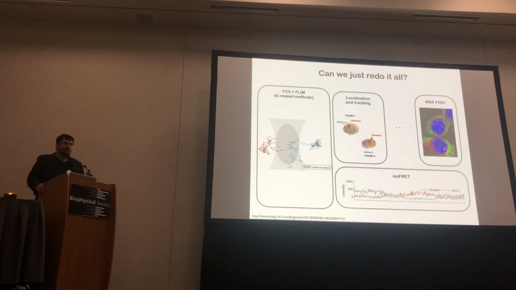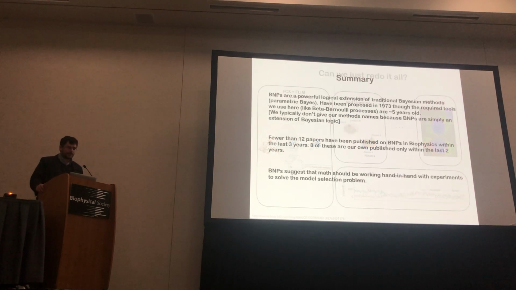So, great. You've seen the example of FCS. Now the question is, can we just redo all of it from scratch? And I think the answer is yes. And in fact, we're trying to do it. I have either a graduate student or a postdoc on each one of these methods: FCS, FLIM, localization tracking, RNA-FISH, MERFISH, single molecule FRET, and so on.